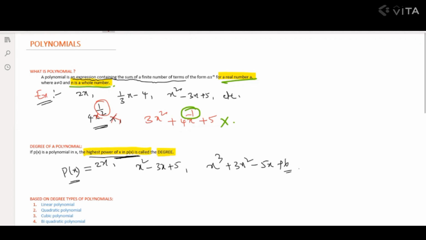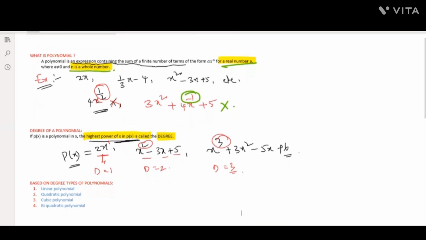So if you look at this, here we have only one term. What is the power of this x? We have 1, so the degree of this one is 1. Here we have 3 terms, but the highest power is 2, so the degree of this one is 2. And the degree of this one is 3.